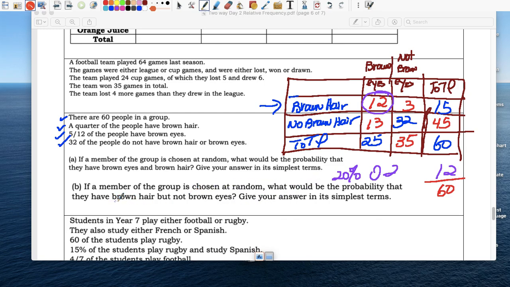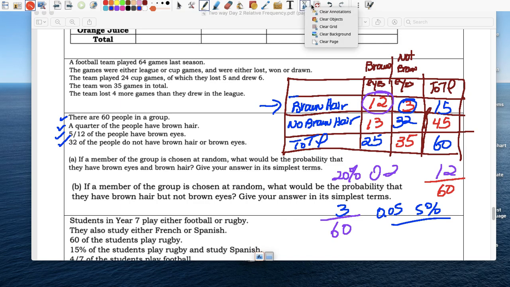A member of the group is chosen at random again. What's the probability that they have brown hair? So again, chosen at random again. So if I put all their names in a hat, and I took a name, what's the probability I take somebody who has brown hair, but no brown eyes, which would be right here. 3 out of 60. And that's 0.05 or percent-wise 5%. Okay, sorry I messed up there.